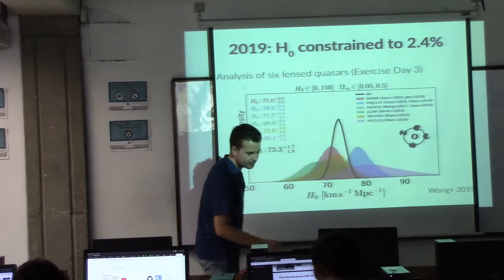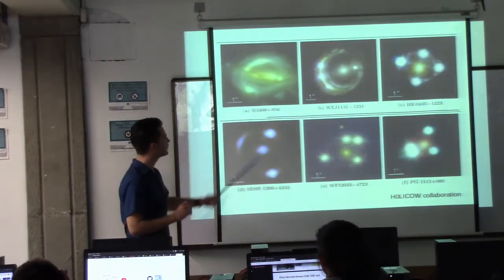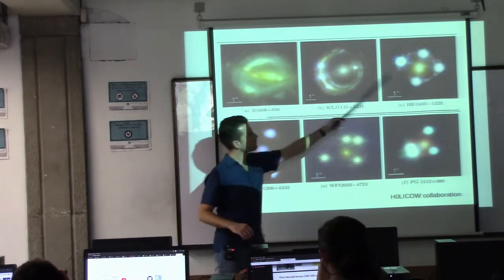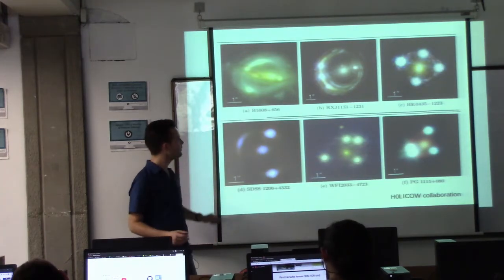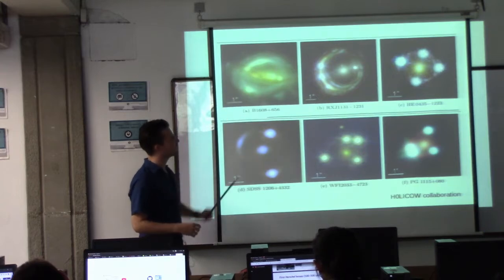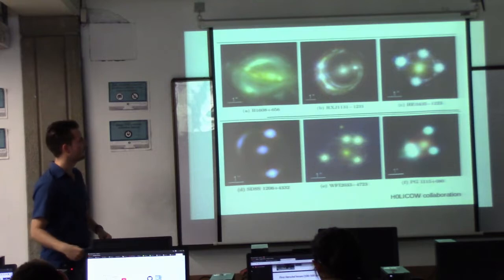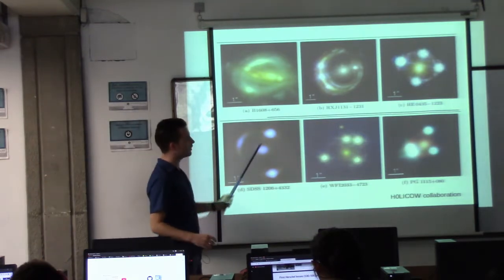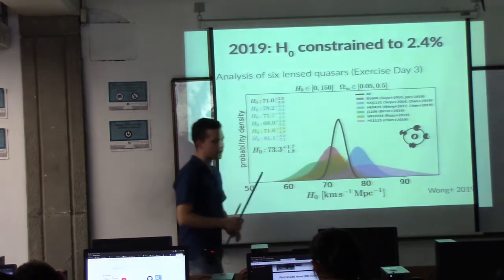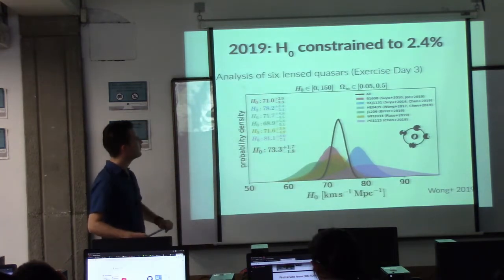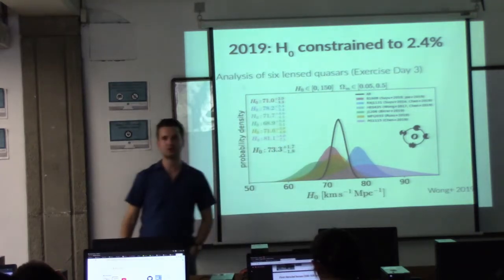This is now getting better. So now COSMOGRAIL has been focusing on these six quasars that you saw in our exercise on day three. They're using Hubble Space Telescope and high resolution adaptive optics imaging from the Keck telescope in Hawaii to get very precise lens models for these galaxies. And when you combine them together, your precision on H0 increases to around 2.5%.